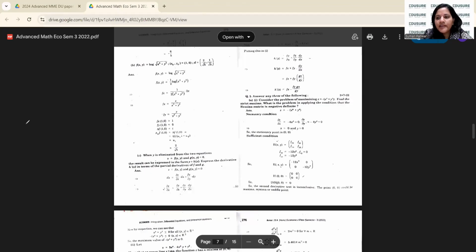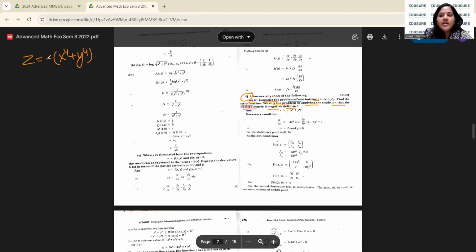DU 2022 Advanced MME, question number 5, A, part 1. Consider the problem of maximizing Z equals to minus x^4 plus y^4. Find the strict maxima. What is the problem in applying the condition that the Hessian matrix is negative definite?